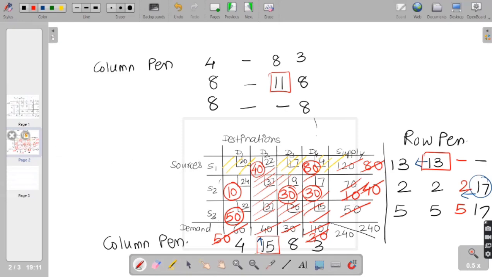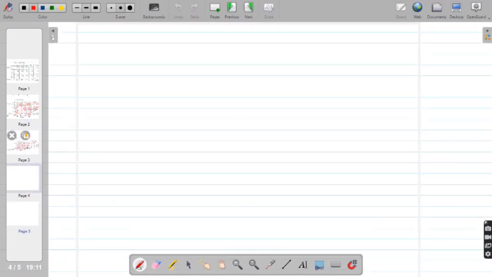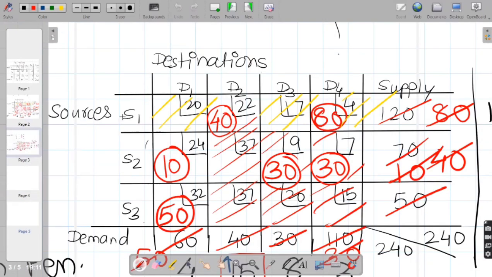And now we will write our allocations. Okay. So this is how we are getting it. This is our final answer. So how to write the allocations? Let us see here. So the allocations are, they correspond to first row, second column.